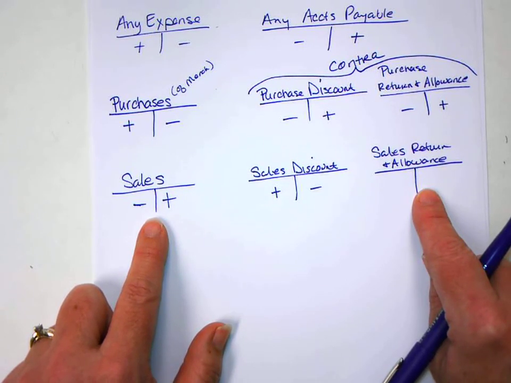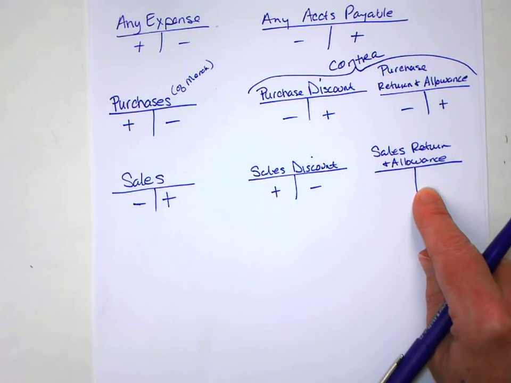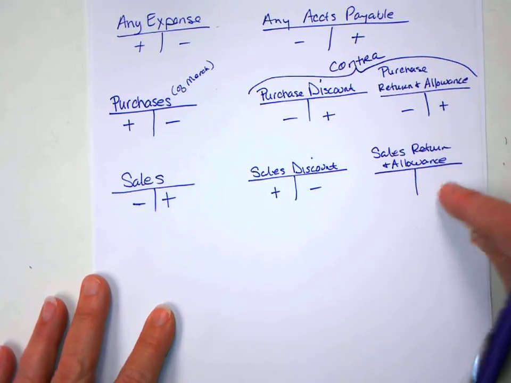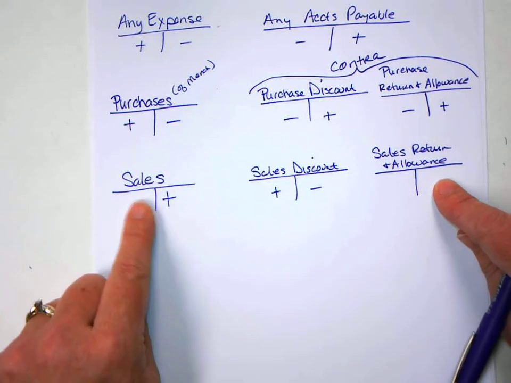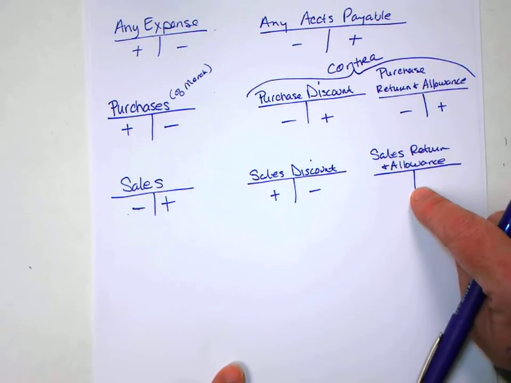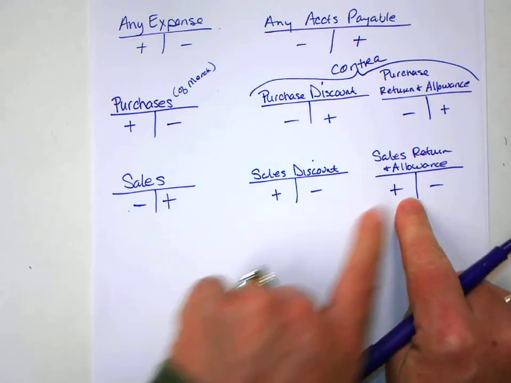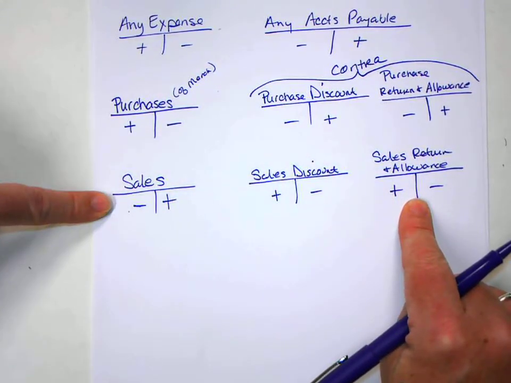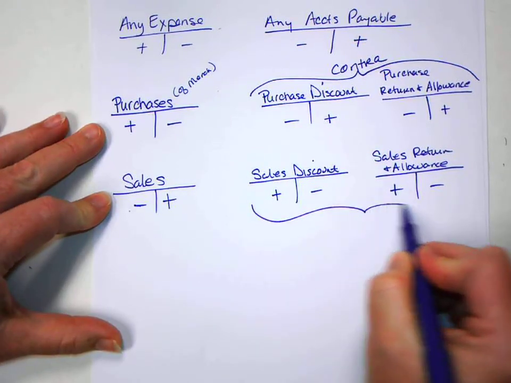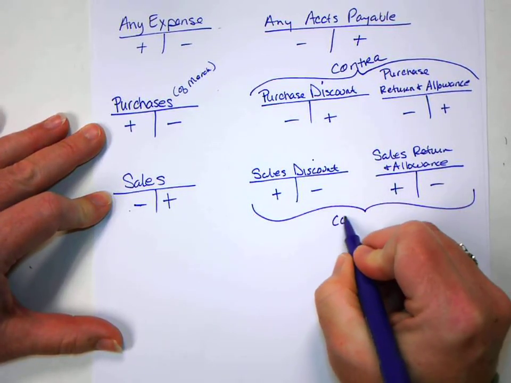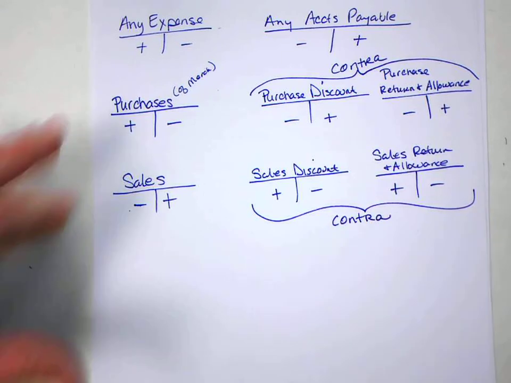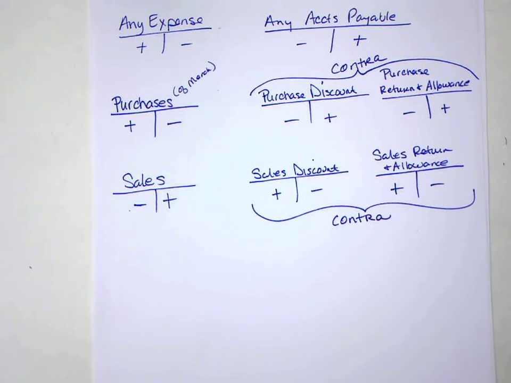We sold something, it was the wrong color, it was broken, whatever the case may be, they're returning it to us. We're going to give them the credit for it, and we're not going to decrease sales. We're going to increase our returns and allowances, and because it's a contra account, it's decreasing sales. Okay? And again, these are what we call contra accounts.